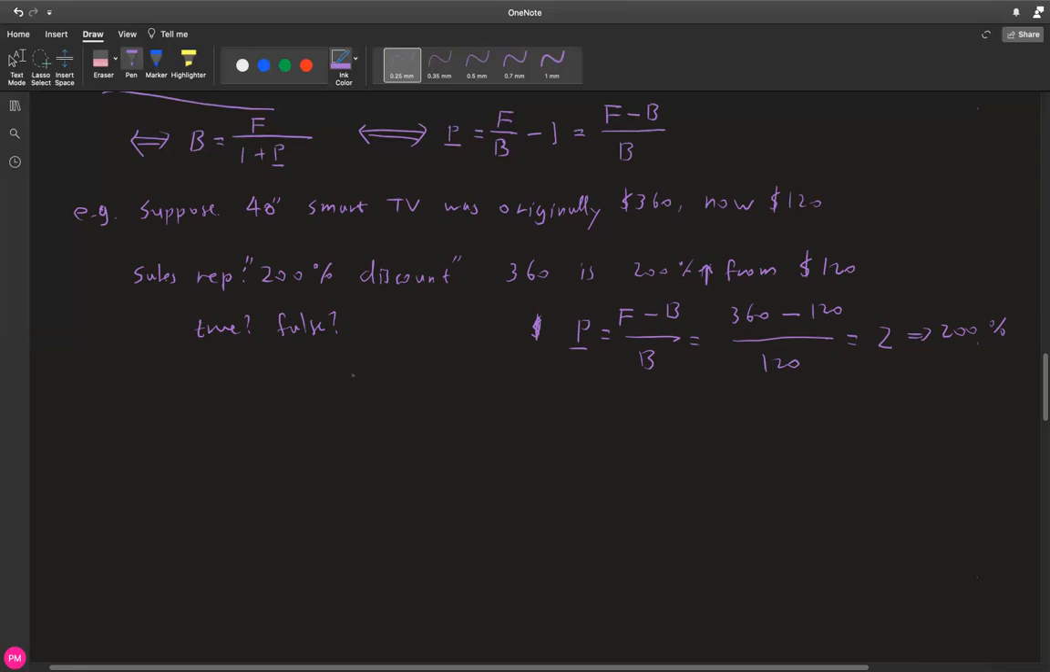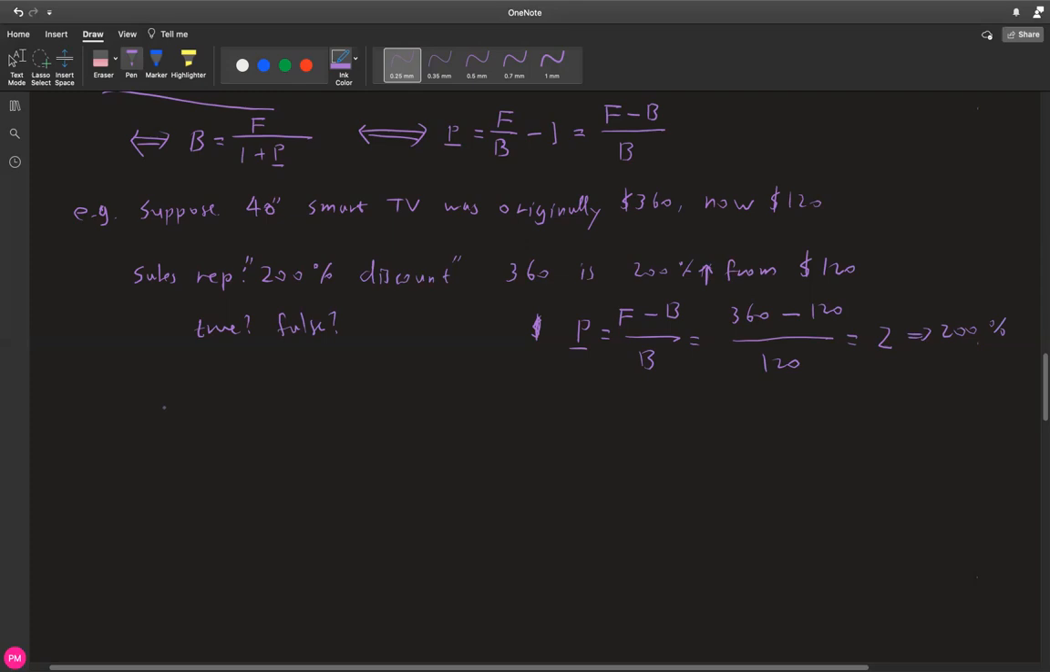But you're mixing this up. This sales representative is mixing this up because the statement is dependent on the different base value, different baseline, and different final value. So when the sales representative claims it's a 200% discount, they're considering that the $120 is the baseline and the 360 is the final value. But this is not the case. The TV was originally $360 and it was discounted to $120.